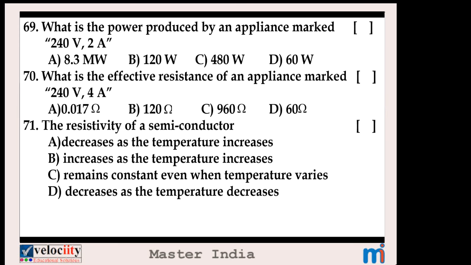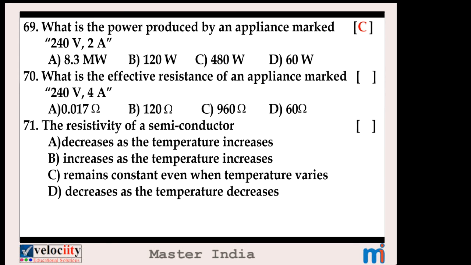69. What is the power produced by an appliance marked 240 volts 2 amperes? A. 8.3 megawatt, B. 120 watt, C. 480 watt, D. 60 watt. Answer is C. 480 watt.